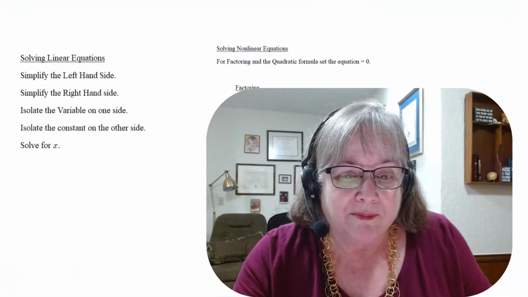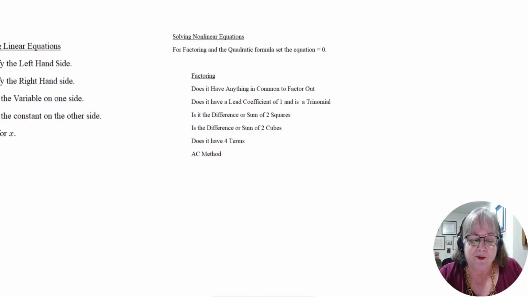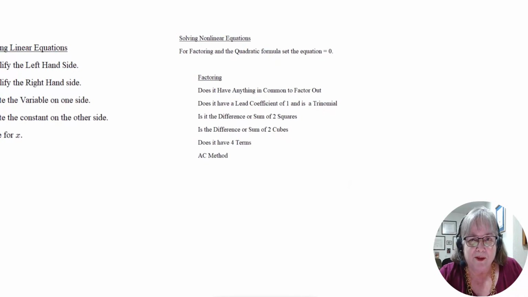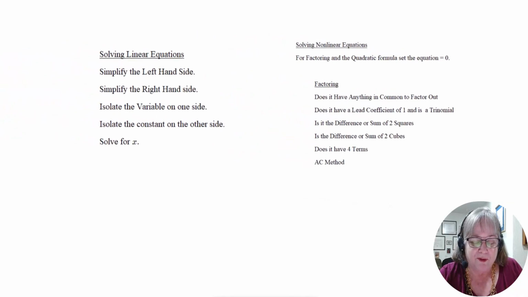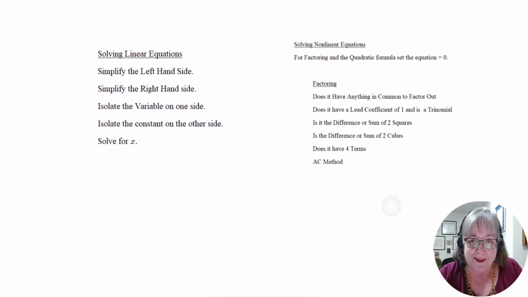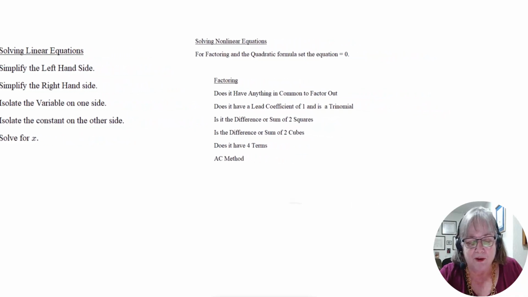In the previous video, we learned how to solve a nonlinear equation by factoring, right? So we basically went through these steps. For factoring and the quadratic formula, which we haven't covered yet, you want to set the equation equal to 0, as opposed to the linear equations, which were the previous videos to that, where you want your variables on one side and your numbers on the other, right?